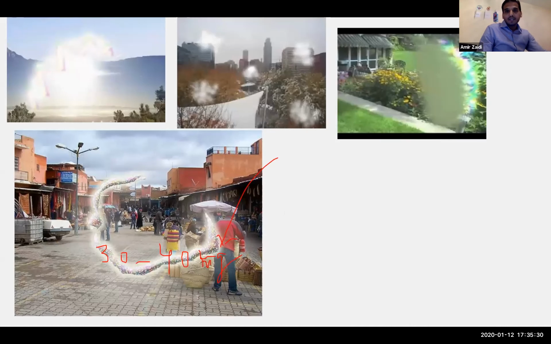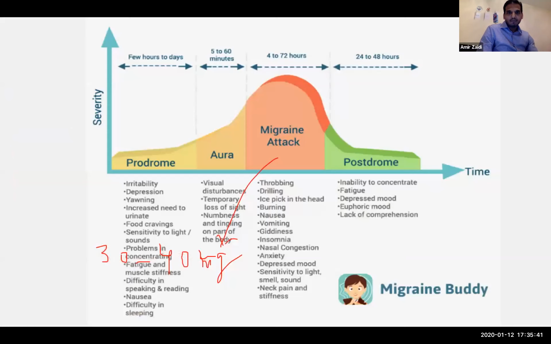So these are different kind of auras, the visual fortifications. These are what patients perceive during the migraines with aura. Typically, migraine have a prodromal phase, then aura, then migraine attack with headaches, then postdromal phase. The important point here is that the misconception is migraine means headaches. That's a misconception.